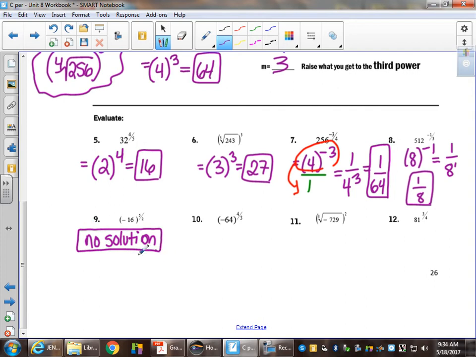Because it's even, and the negative is located where? If I were to draw myself a little mental bubble, square root of negative 16, the negative is under the radical. Is that a 5? Is the power a 5? Yeah. So because that negative is under the radical, no, can't do it.